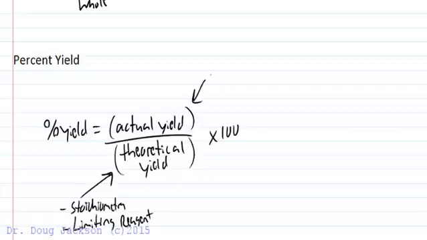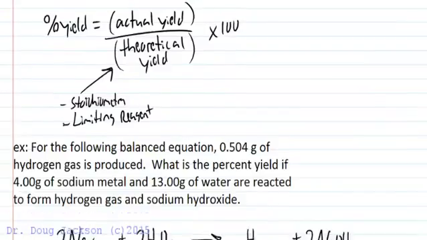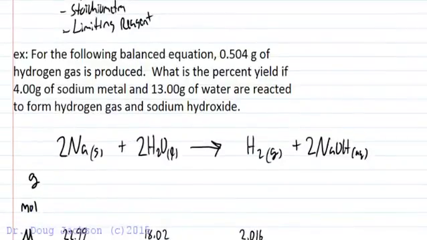Actual yield is usually a given, although we can give all parts of the equation but one and ask you to calculate it. However, the usual method, especially in lab, is to measure your actual yield that's given to you, then calculate the theoretical yield and calculate your percent yield. So let's do an example.